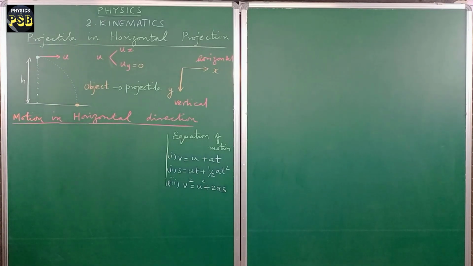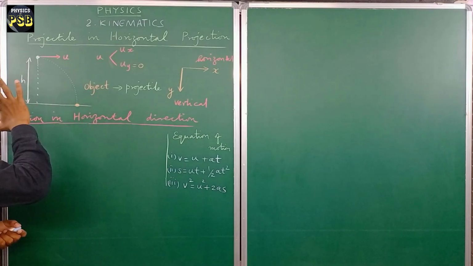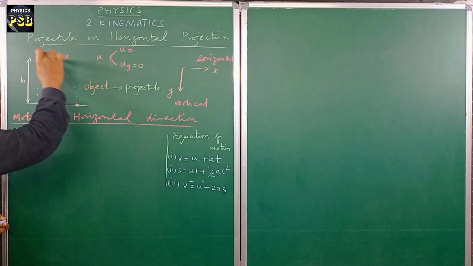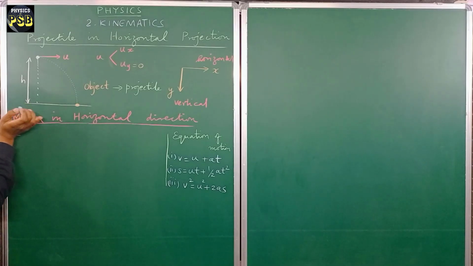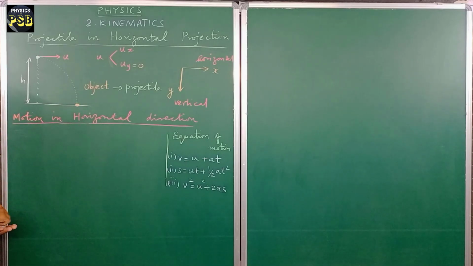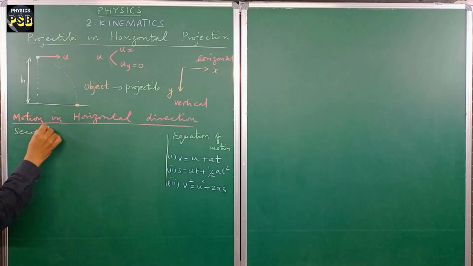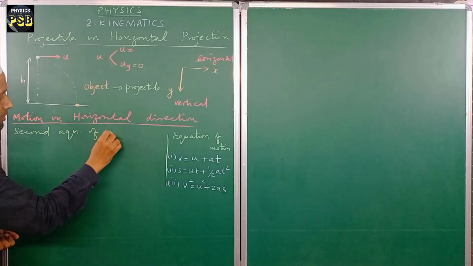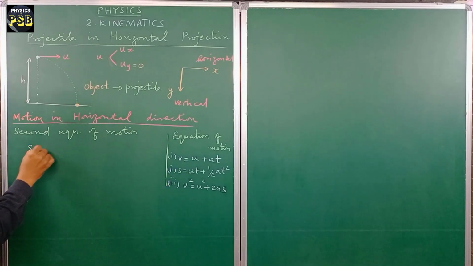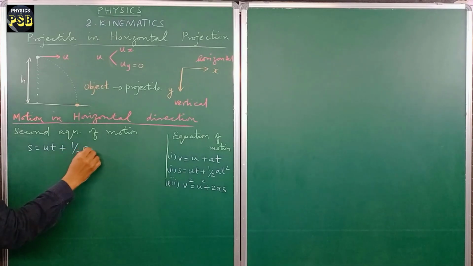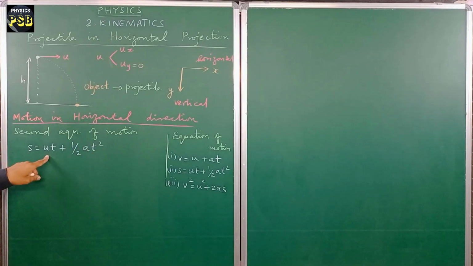Here, we'll consider only the motion of a projectile along a horizontal direction. For that, I take the second equation of motion. So what is that? It is present here: s equals ut plus half at square. Here s is the displacement, u is the initial velocity, t is the time, and a is acceleration.